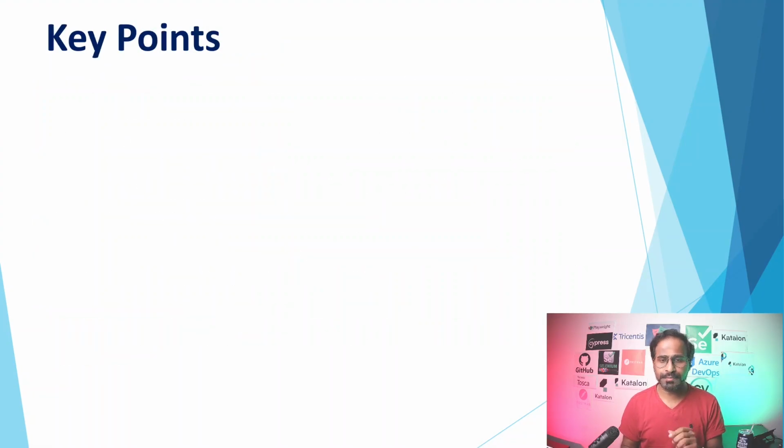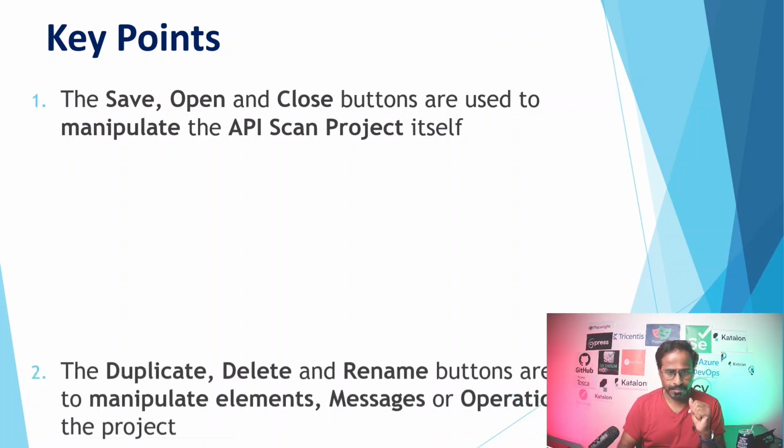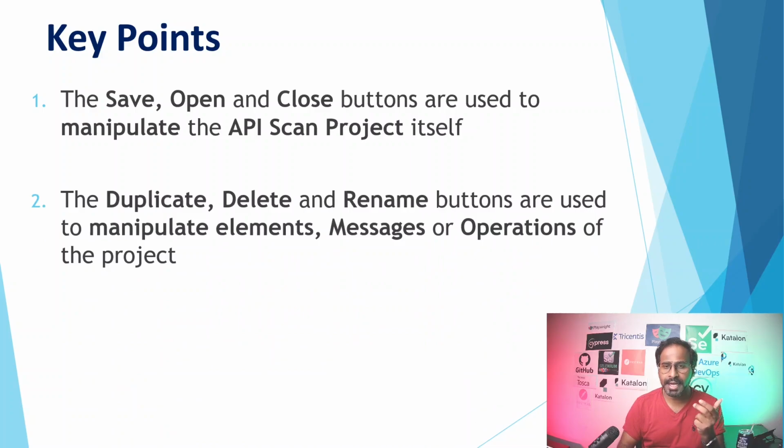So what are the key points for this lesson? The key points are: the save, open and close buttons are used to manipulate the API scan project itself. And the duplicate, delete and rename buttons are used to manipulate the elements, messages and operations of the project. You understand, right? So save, open, close buttons are used to manipulate your entire API scan project, whereas duplicate, delete, rename buttons are used to manipulate the API scan project related elements, messages and operations.